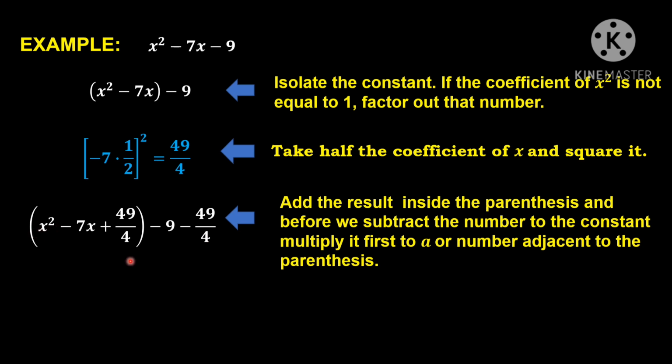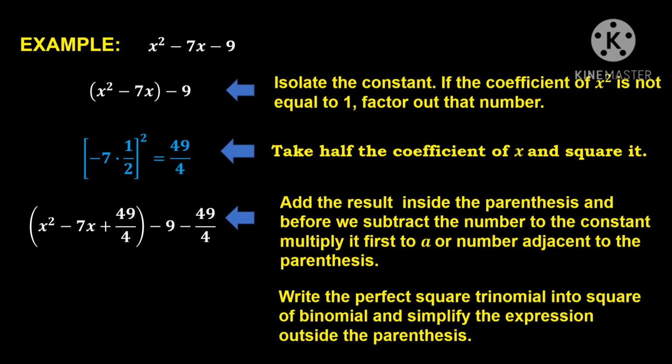So we have to write this expression as a square of binomial. Then we simplify the expression outside the parentheses. So we have now the square of x minus 7 over 2, then 85 over 4. This is x squared minus 7x plus 49 over 4. The factors are x minus 7 over 2 times x minus 7 over 2. We can write that as the square of x minus 7 over 2.